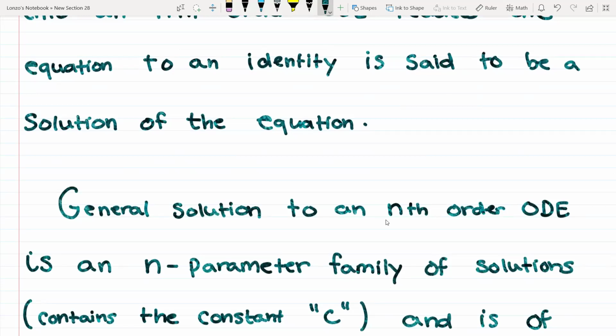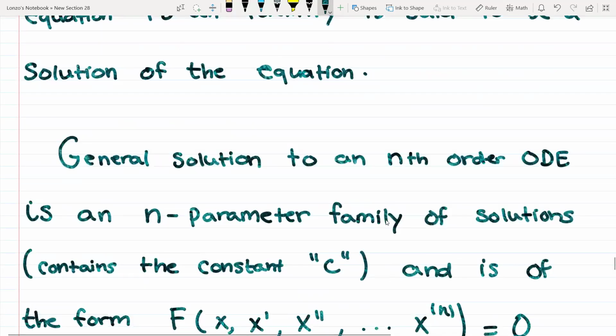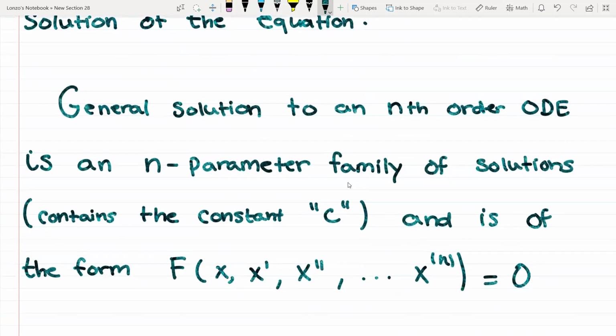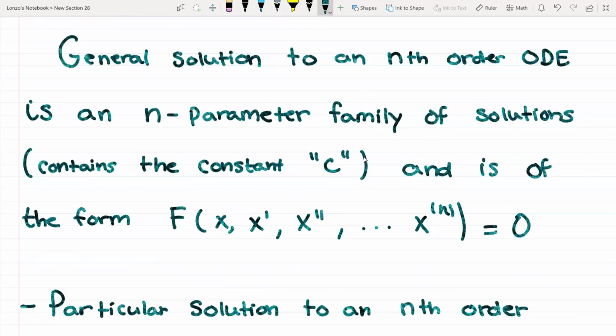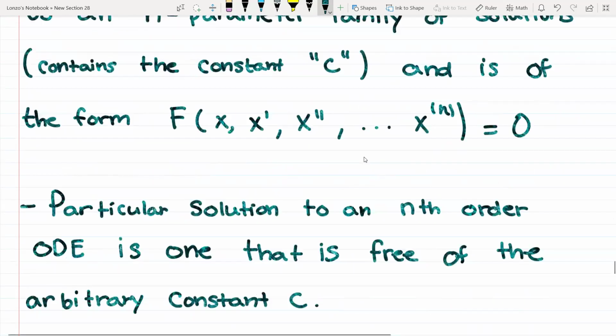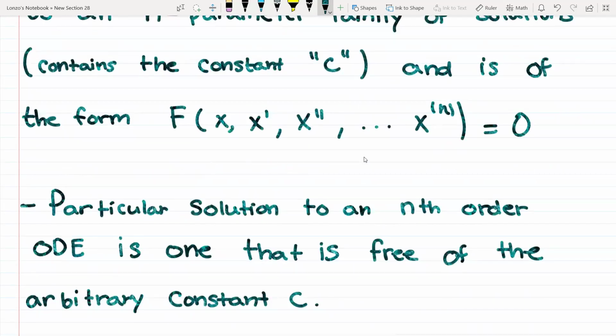And you might have a C, right? You might have a C. So the general solution to the nth order ODE, you can read all that. You might have a C and you have to solve for C. So that's what it is. A particular solution to an nth order ODE is one that is free of the arbitrary constant C.